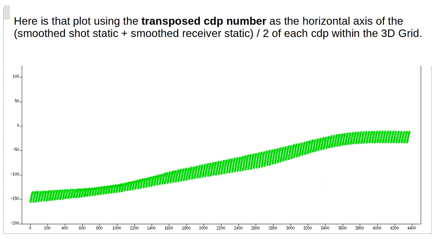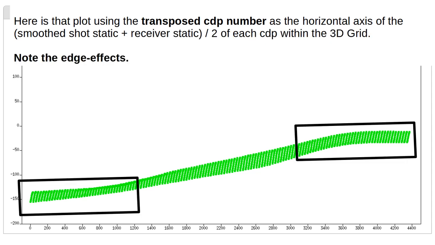Here is that plot using the transposed CDP number as the horizontal axis of the smooth shot static plus smooth receiver static divided by 2 of each CDP within the 3D grid. Note the edge effects.